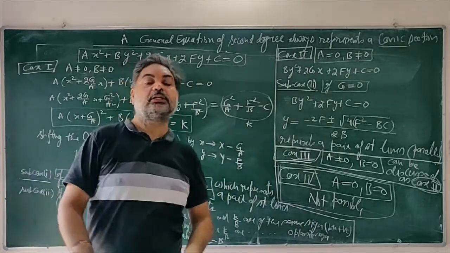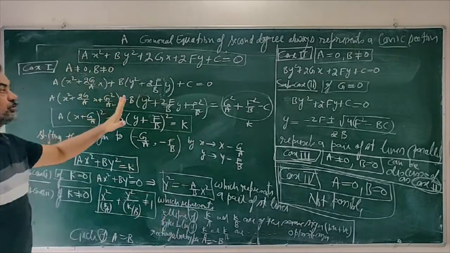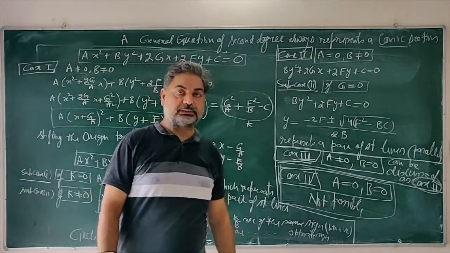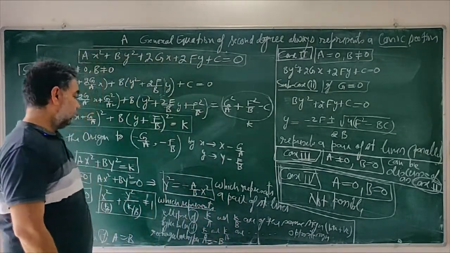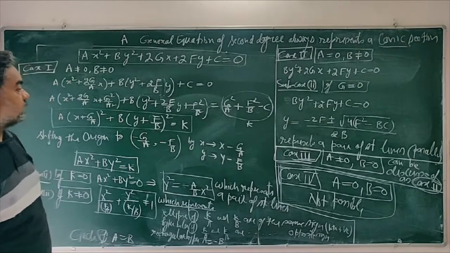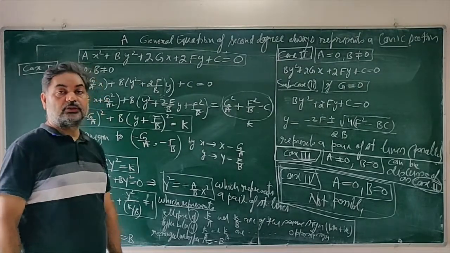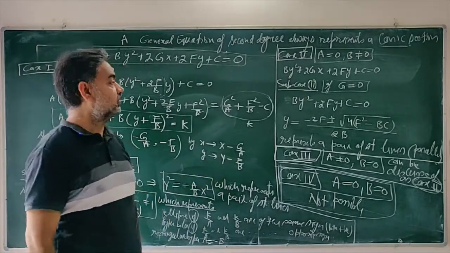So in any case, we have observed that a second degree equation always represents a conic section, either a parabola or ellipse or hyperbola or a pair of straight lines, parallel or intersecting. So a second degree equation always represents a conic section, that we have shown here.